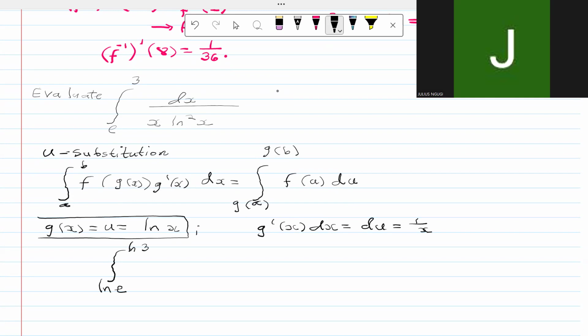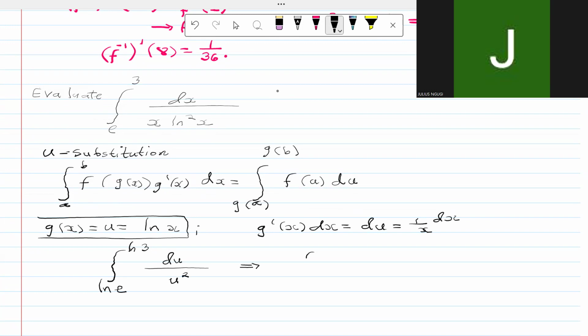And then the other part, dx over x, it's this part, sorry. That becomes my du, and then ln of x is u, so you are squaring u.